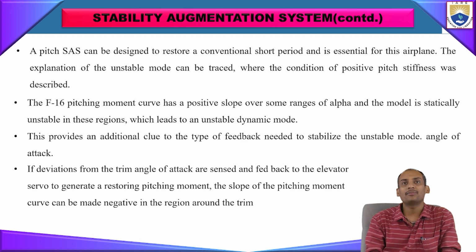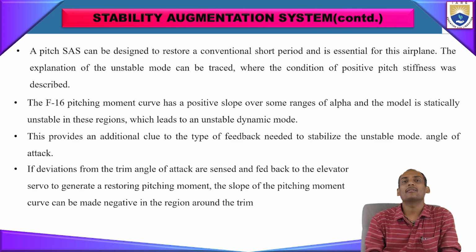So the explanation of this unstable mode can be traced where the conditions of positive pitch stiffness will be described. For an F-16 fighter, the pitching moment curve has a positive slope over some ranges of alpha, and the model is statically unstable in these regions, which leads to an unstable dynamic mode. So this provides an additional clue that the type of feedback needed here is to stabilize the unstable mode and that angle of attack also.